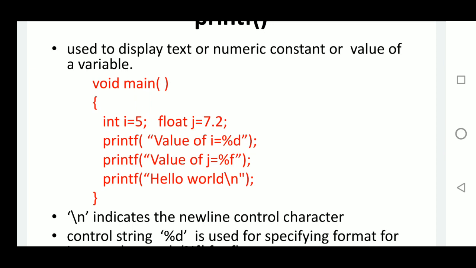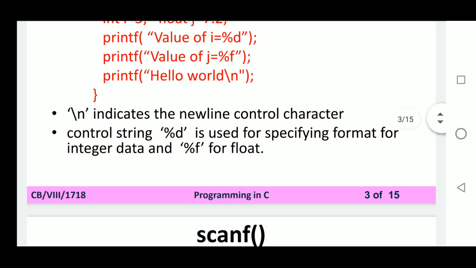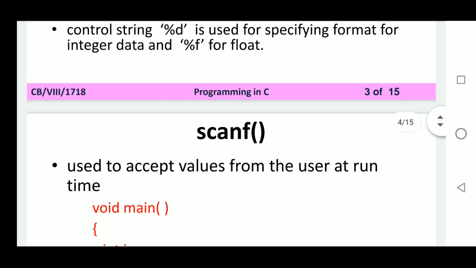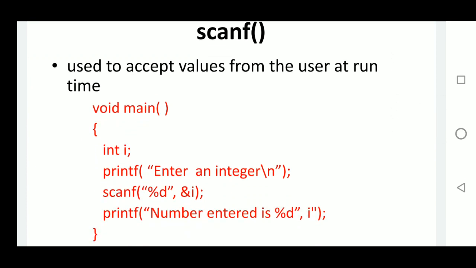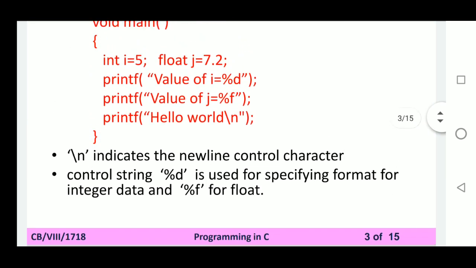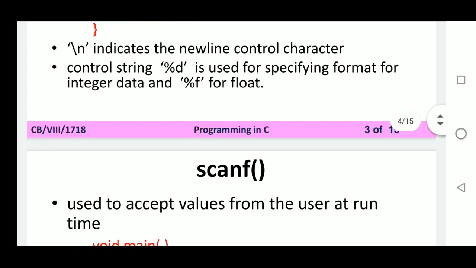Now the third statement is hello world. It is just a basic statement that is directly printed on the screen. \n indicates the new line control character. When you want to change the line while printing lines on the output screen, you have to use \n for the new line. In the control string, %d is used for a specific format for integer data and %f for floating data, as I already told you, that we are using %d and %f for printing the integer value and floating value.